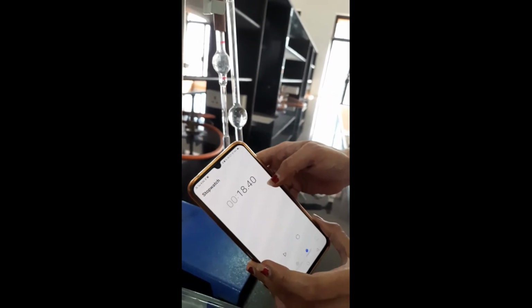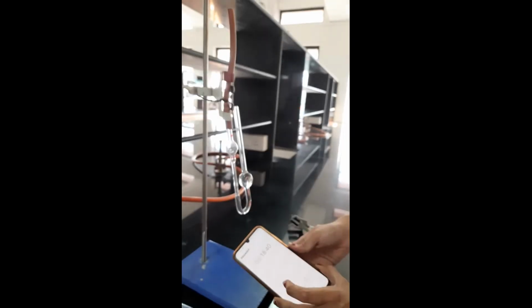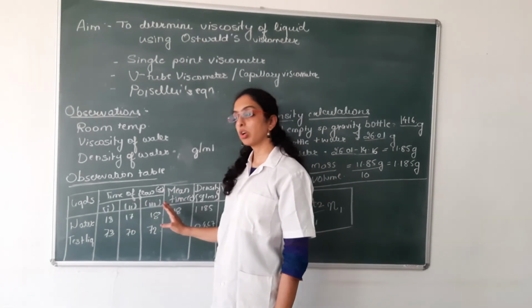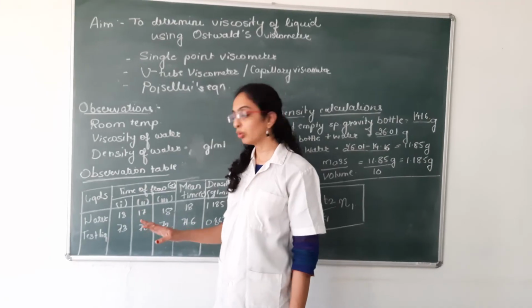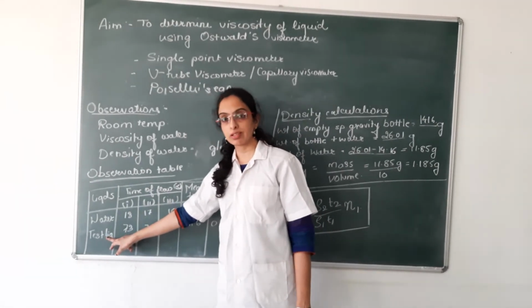So now we have stopped the stopwatch once the meniscus reaches here. So the reading of that is 18.40 seconds. Okay. So similarly you have to take 3 readings for a single fluid. Accordingly, we have calculated the time of flow for water as well as for the test liquid.